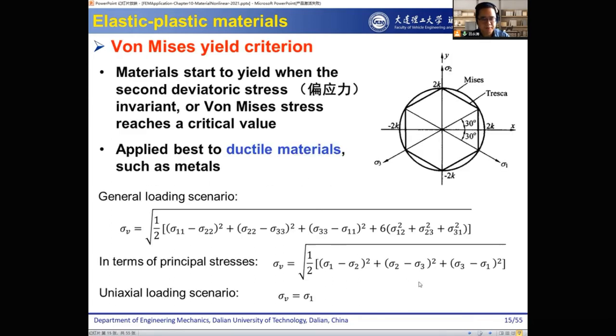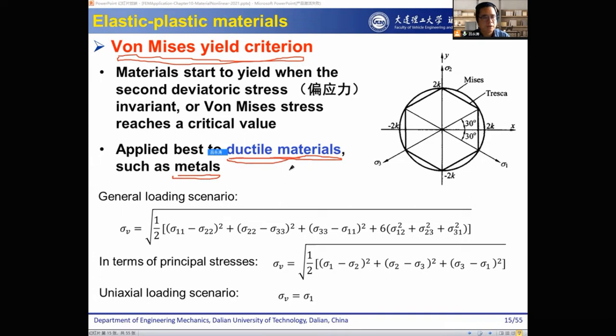So first, let's have a look at the Von Mises yield criterion. The Von Mises yield criterion is used a lot, even for fracture criteria, and it's applied to ductile materials such as metal. For example, if you want to judge whether the metal has gone into plastic deformation or not, you have to check the Von Mises stress of the metal and see if it's above the yield stress or not.